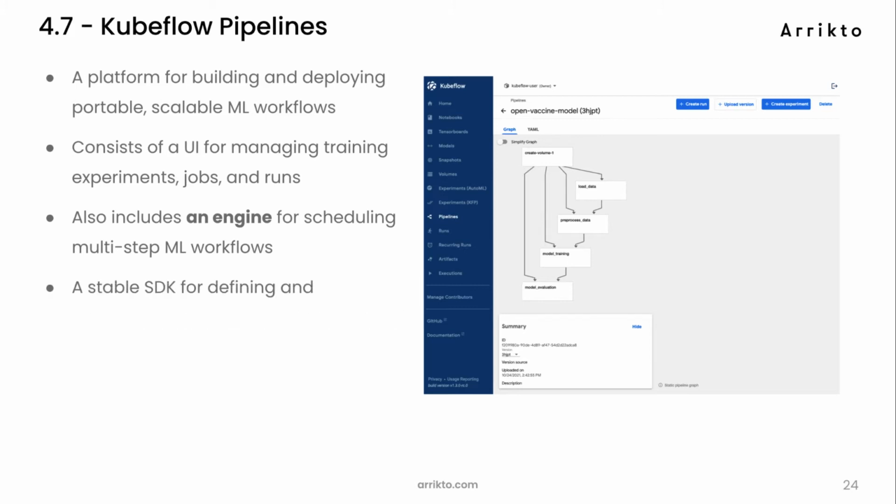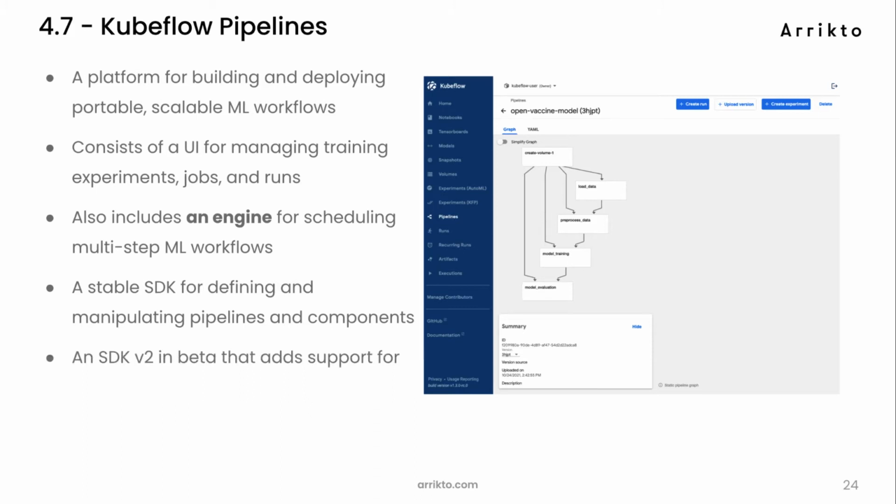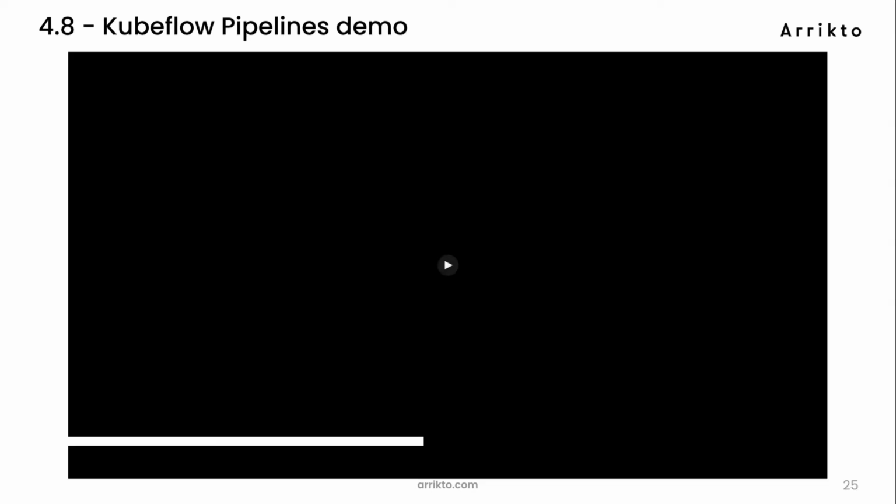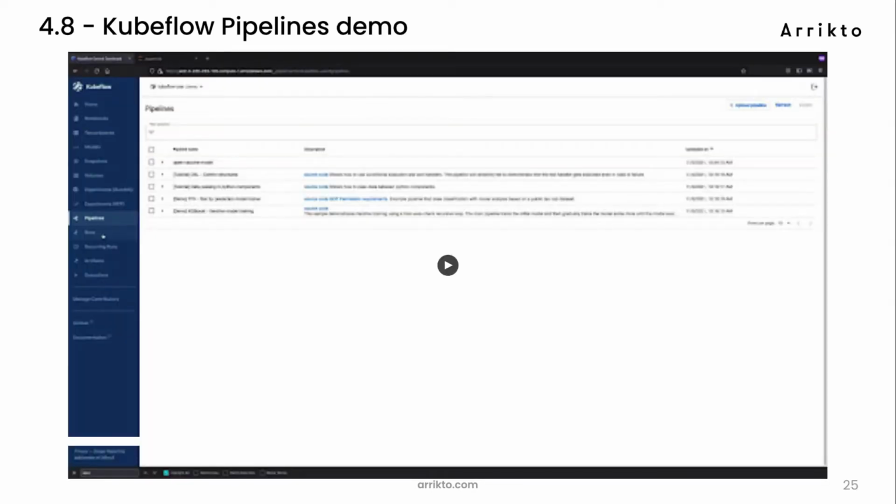There are two SDKs that you can work with right now. There's a stable SDK for defining and manipulating pipelines and components. There's also an SDK, version 2, that's currently in beta that supports not only what the original SDK supports, but also adds support for tracking pipeline runs and artifacts using ML metadata, or MLMD. Let's go ahead and see Kubeflow pipelines in action.